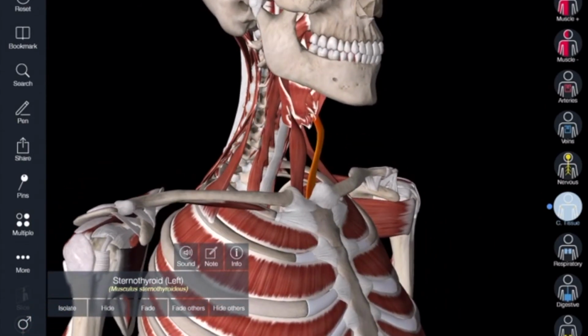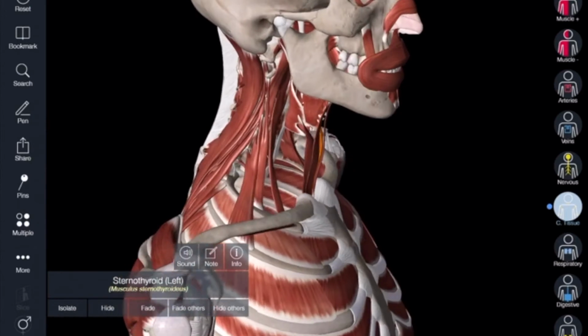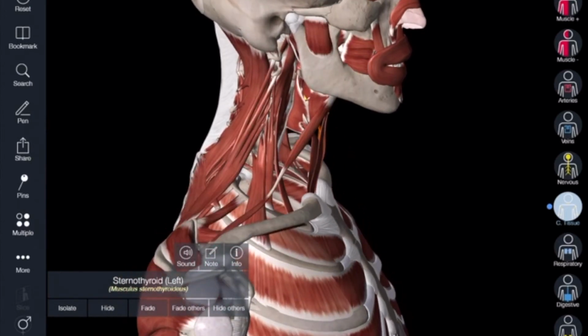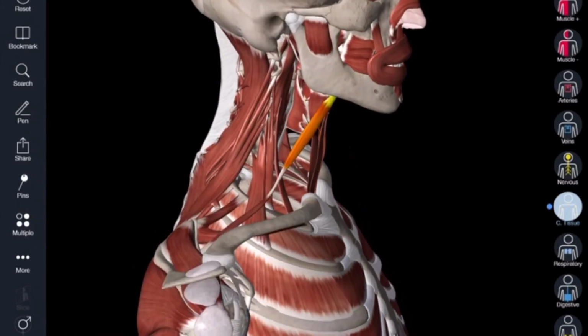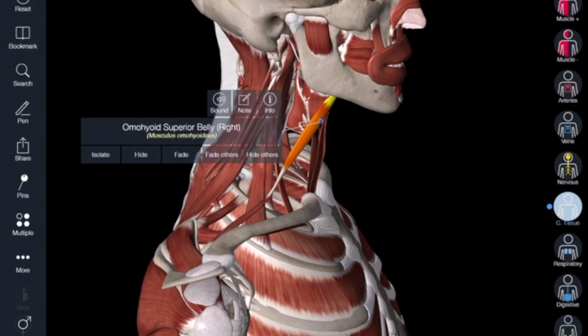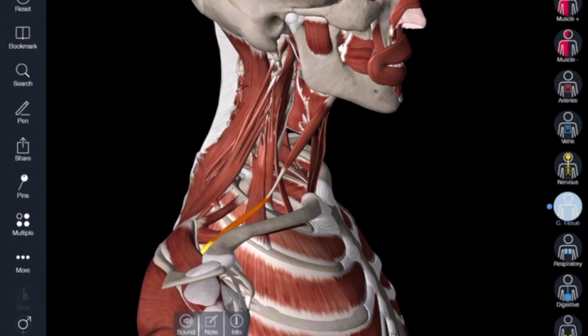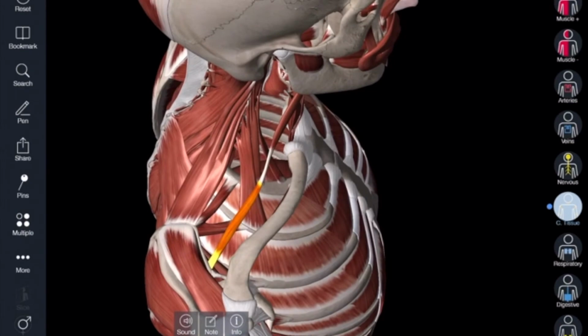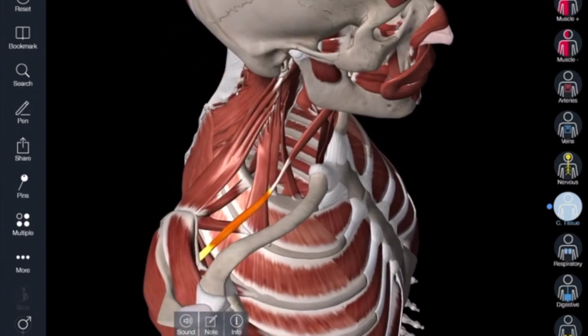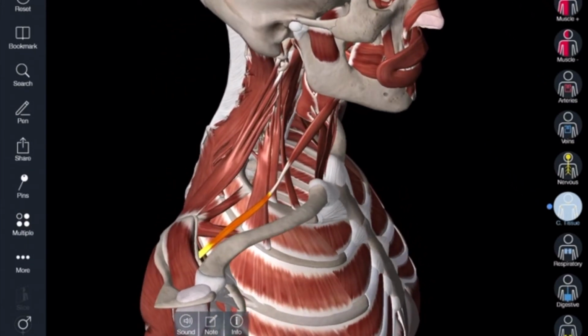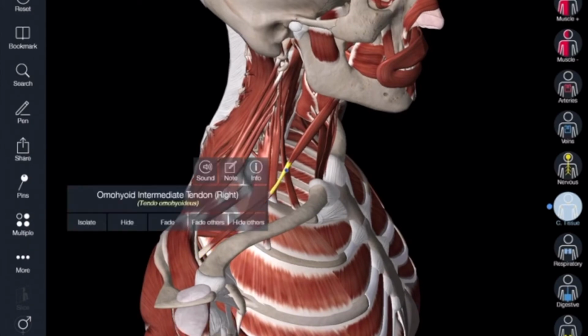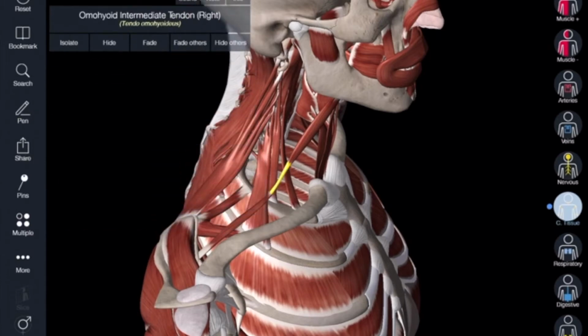And the last one is called omohyoid, and it is right here. It also has two parts. It has this superior belly and this posterior belly back here. It actually goes all the way back to the scapula, of all places. So there's that right there. You'll notice that omohyoid, in the middle of it, I don't know if I can indicate this. Oh yeah, I can. It has a tendon called the intermediate tendon.